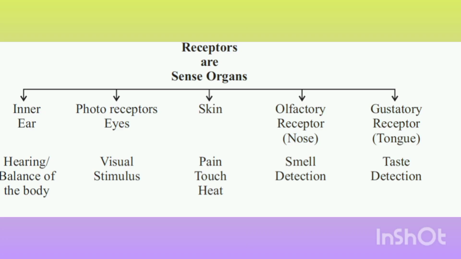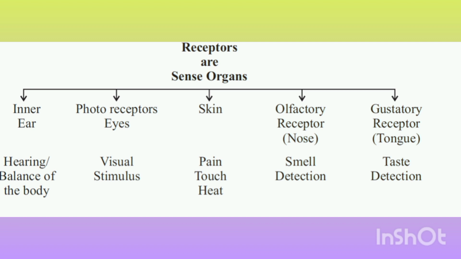In this, you are seeing the most important receptors which are important in your board exam and which are mentioned in your NCERT books also. That is the olfactory receptor, which is for the smell detection, which is present in the nose, and the gustatoreceptor for the taste detection, which is present in the tongue.